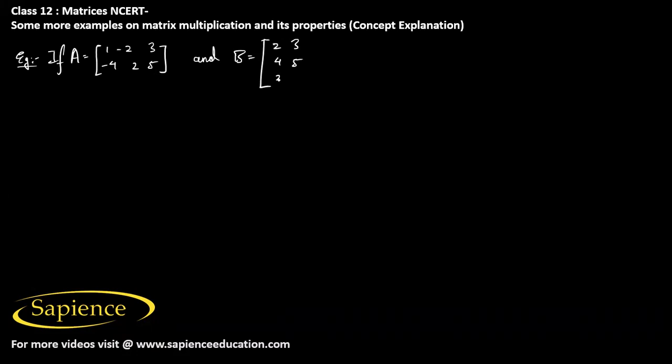Okay, so here we have to give some more examples on matrix multiplication and its properties. Suppose one question is asked: if the matrix A is given as [1, -2, 3; -4, 2, 5], and the matrix B is given as [2, 3; 4, 5; 2, 1], then find the products AB and BA, and then show that AB is not equal to BA.